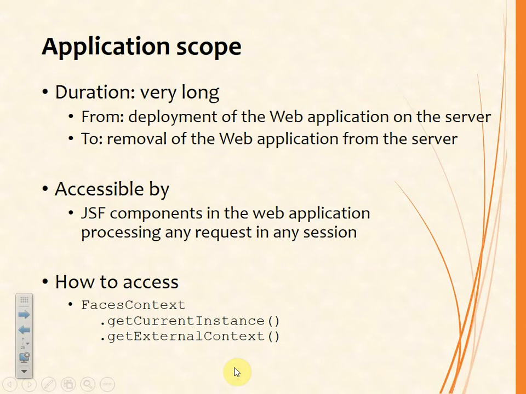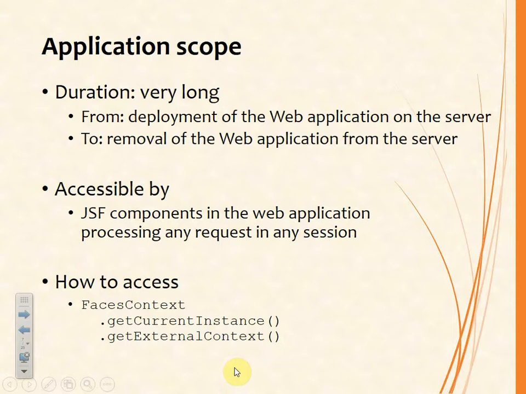That could be many weeks or months even. And will begin when the application is deployed to the web server and will terminate when the application is removed from the web server. There is only one such object for the entire application. So any attributes or any values that are stored in the application scope will be accessible to every single component on every single request from every single client.